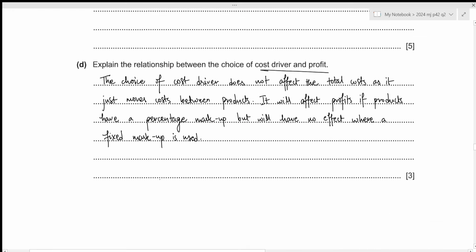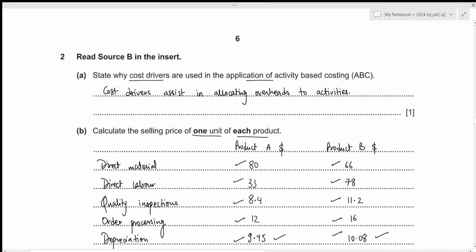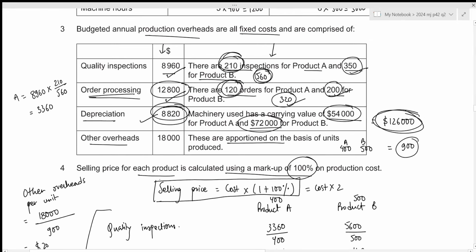Then secondly, we also have quality inspections. Now for product A, we are producing our own component, which means that the number of quality inspections will be needed more for product A as compared to product B. That way, more cost for quality inspections will be allocated to product A, and as a result, the allocation of overheads to product B will decrease. Let's write it down.